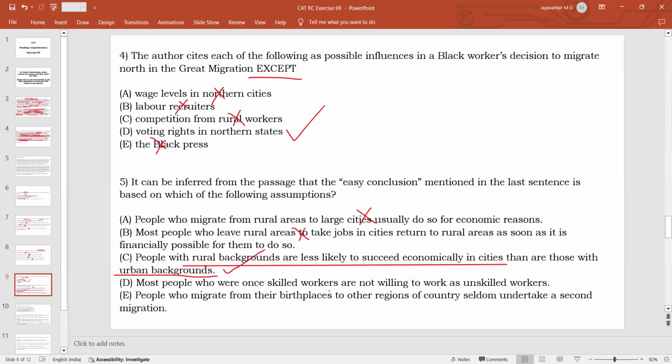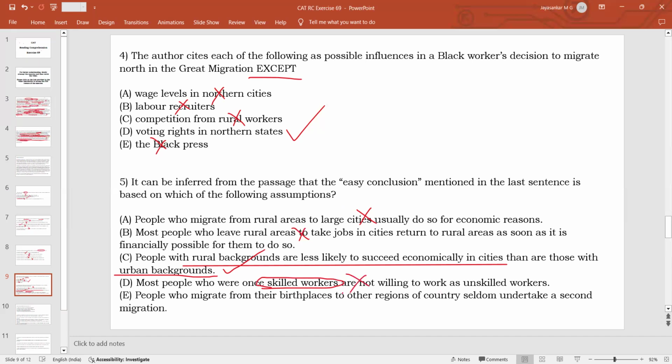Option D, most people who are unskilled workers are not willing to work as unskilled workers. This is again wrong, because the passage itself says that the skilled workers are willing to work as unskilled workers. And even if we assume this as correct, this assumption is not going to support the conclusion that the people who migrated did not have any skills, and that is why they did not succeed. Here it says the skilled workers. The conclusion is that the workers were unskilled. So how can you say that people who were once skilled workers are not willing to work as unskilled workers?